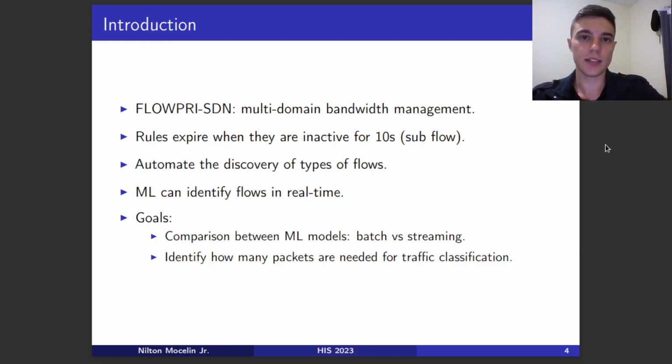And the FlowPre-SDN doesn't identify the flows by itself. So we intend to implement machine learning models to identify patterns of data traffic and classify them into classes of services in real time. Therefore, our goals in this work are to provide a comparison between machine learning models that use batch data and those that use streaming data, as packets of application flows can be used both ways. And also, we'd like to identify the influence of the number of packets used for the classification.